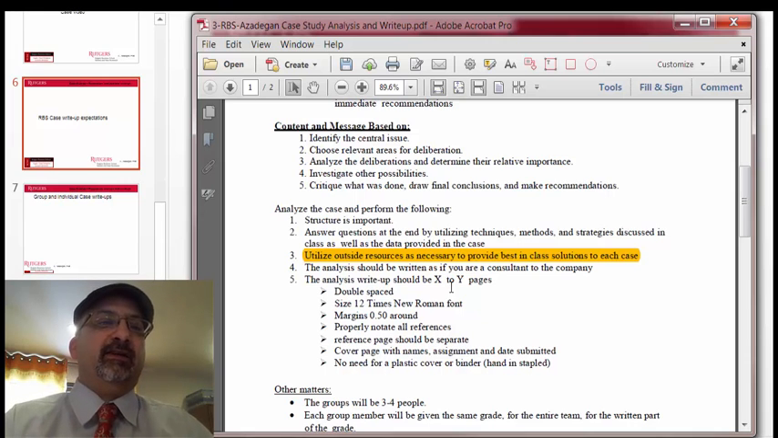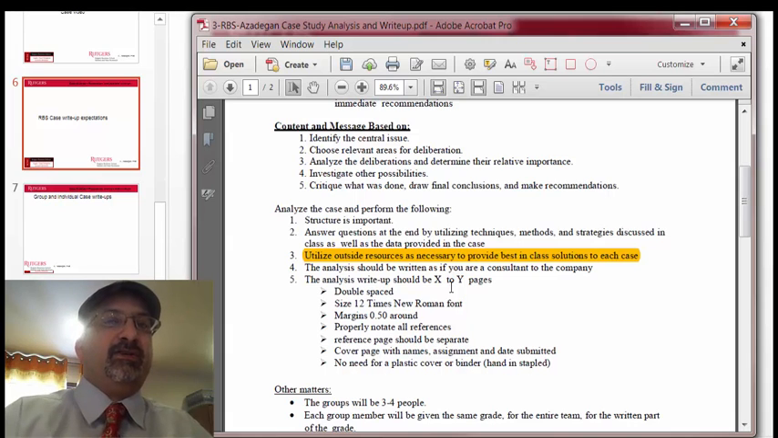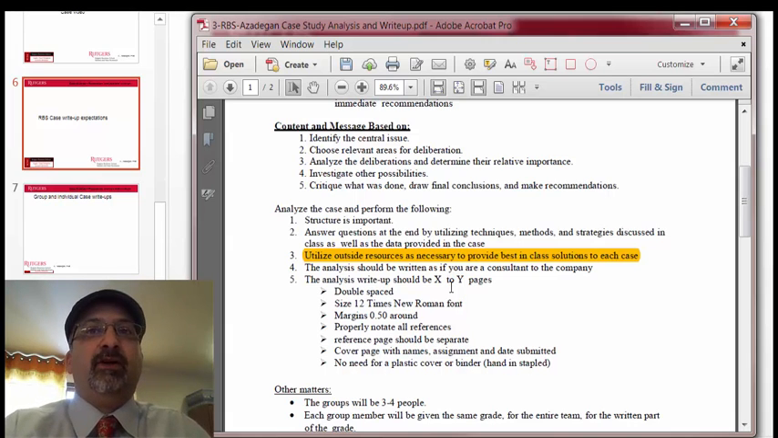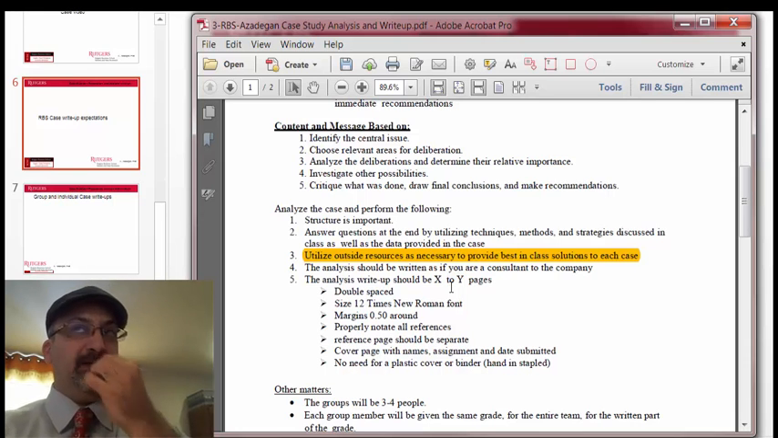Feel free to ask friends, colleagues that are in the industry. Read the magazines. Look up on the internet. If this is a supplier selection matter, what has been written about supplier selection? What are some cases that go on?